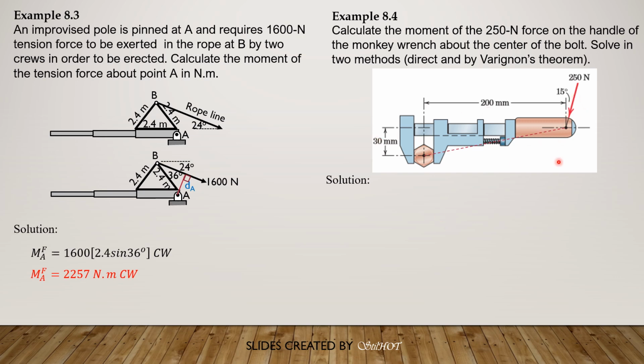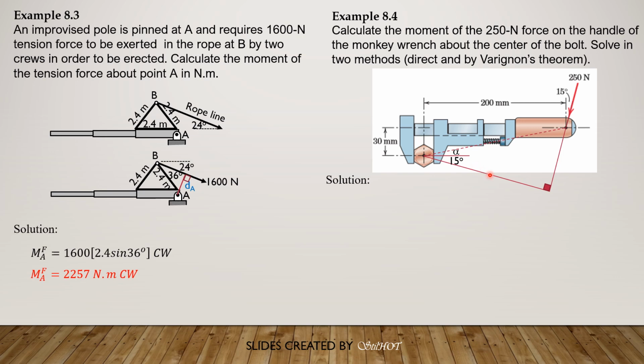Then we extend the line of action of the force and the perpendicular distance from the center of the bolt so that we can form this right triangle. So from the horizontal, because the angle between the vertical and the force here is 15 degrees, that's also the angle between the horizontal and this incline here. So this is also 15 degrees, while this angle here, we will call alpha.